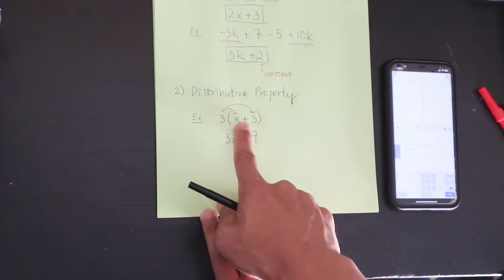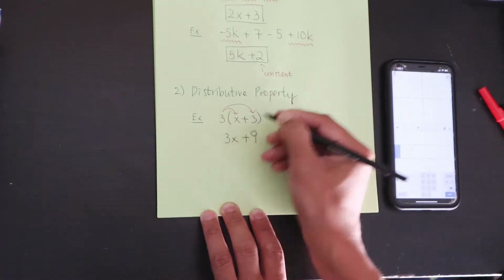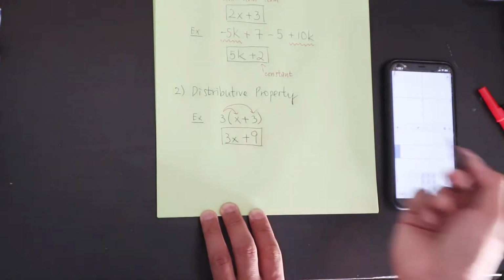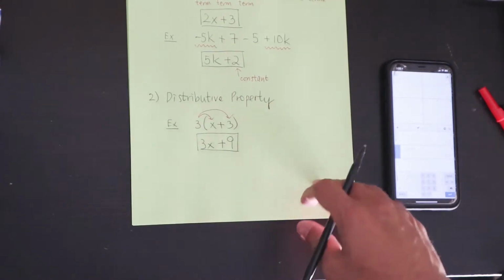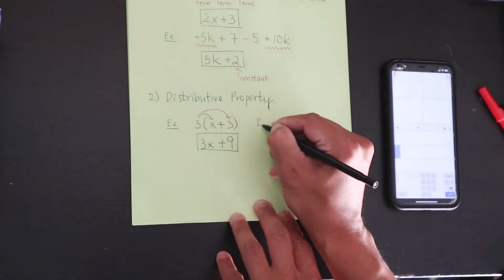And then since you have a positive times a positive, your answer is positive, right? So this 9 right here is positive, and then that's it. Now let's do a harder example that we're going to work with: negative numbers and multiplying negative numbers.